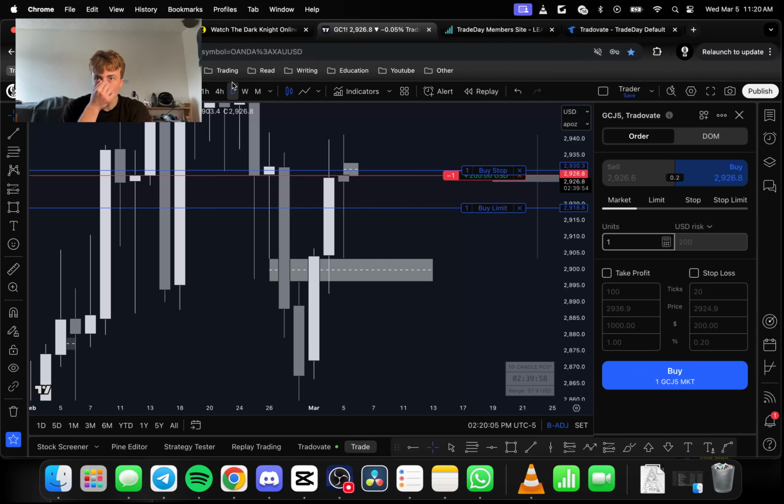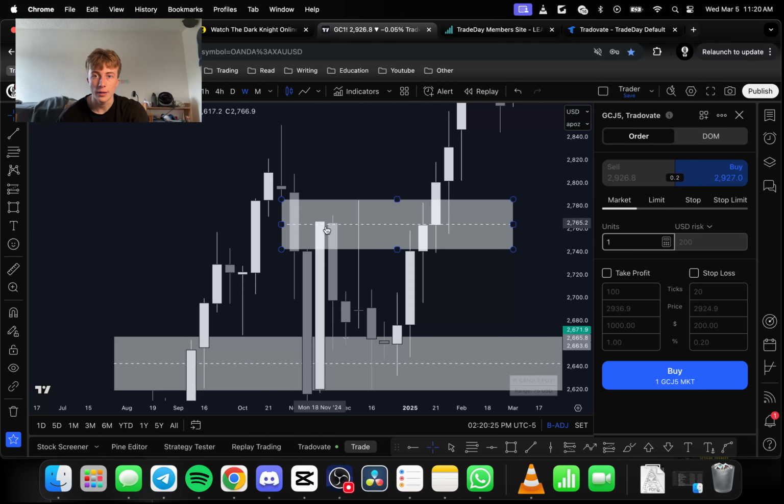If we scale even higher, you can see that we finally ran into the weekly time frame fair value gap. This is the first weekly fair value gap that we ran into in a few weeks: 1, 2, 3, 4, 5, 6, 7, 8 weeks. If we could continue going back, there were no weekly fair value gaps that we ran into, and this was the first one right here.